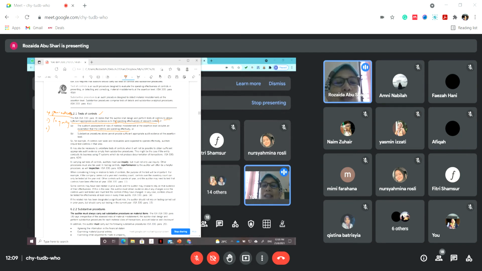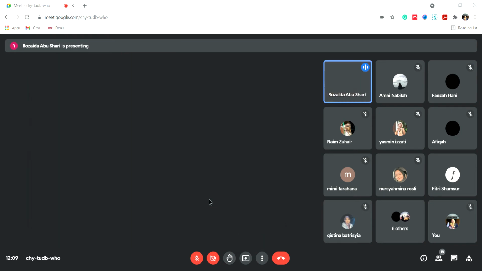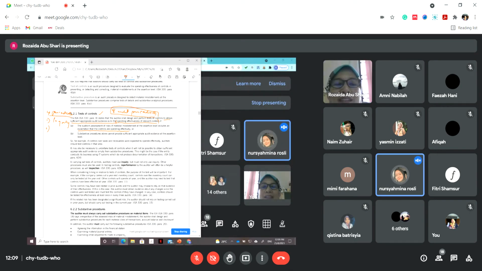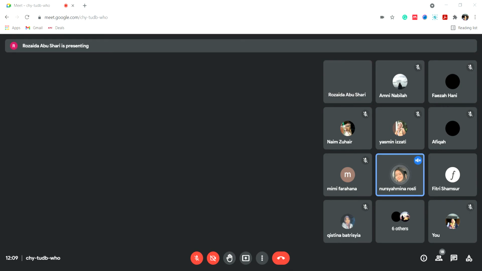Okay, we have 8 procedures altogether. 8 types of audit procedures. So we cannot do all 8 for the test of control. We can only use 4 out of 8. The audit procedures, there are 8: inquiry, observation and so on. But from those 8, which one can we use for the test of control?